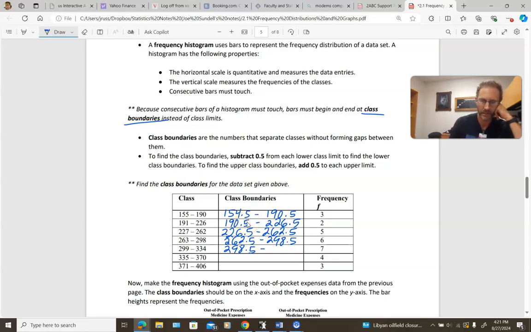And then continuing, this next one would be 334.5. This one would go to 370.5. And finally, this one would go to 406.5. Okay.